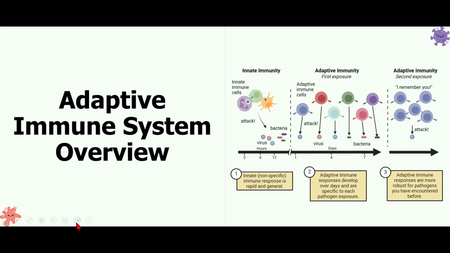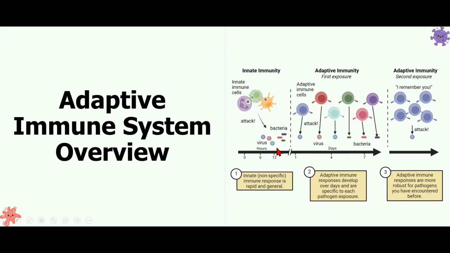Hello, in this video, we're going to go over the adaptive immune system. So in a previous video, we went over the innate immune system, which is the non-specific part of your immune system, where if you are exposed to a bacteria or virus, your immune system is able to get rid of it non-specifically. So your body basically just knows that there's something foreign and gets rid of it.